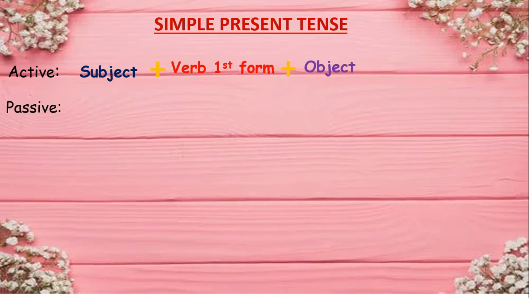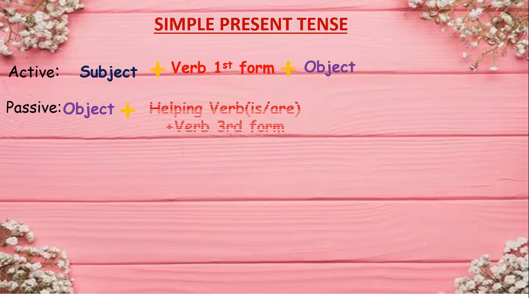And how is it going to be changed? In passive voice, the object comes first, plus a helping verb, plus the verb in third form. Here the helping verb is is, are, and sometimes am for I is also used for simple present tense. So helping verb with the third form of the verb is used in passive voice. The helping verb indicates which type of tense it is. Then we add by, and here comes the subject at the end of the sentence.